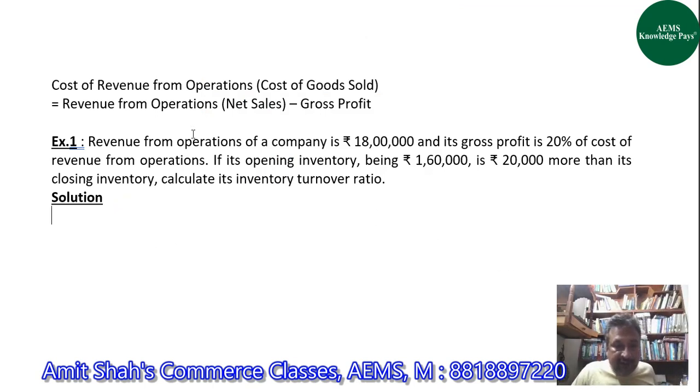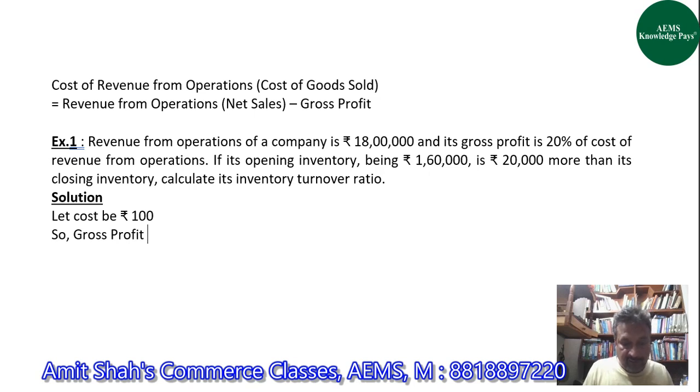So, guys, here we have been given revenue from operations, that is net sales, which is rupees 18 lakhs, and gross profit is 20%, but this is 20% of cost. So, profit is 20% of cost, but we have been given sales. So, let cost be rupees 100. So, gross profit would be how much? 20% of 100, that is rupees 20.